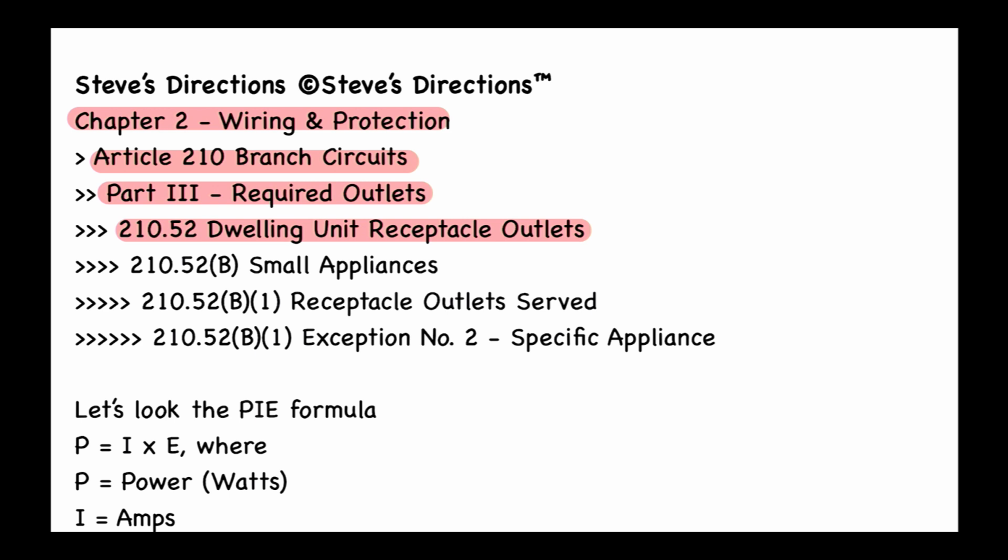And then we find 210.52(B), which is for small appliances. Then we find 210.52(B)(1), which is for receptacle outlets served. And then we find 210.52(B)(1), Exception number 2. And here's where they talk about the specific appliance.